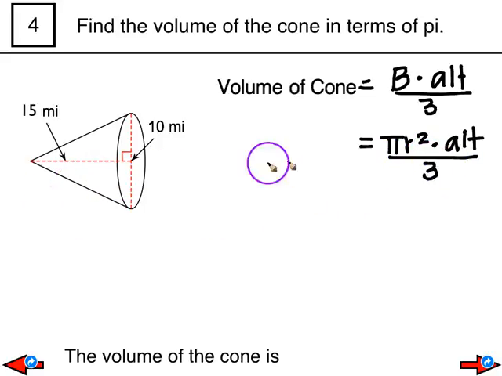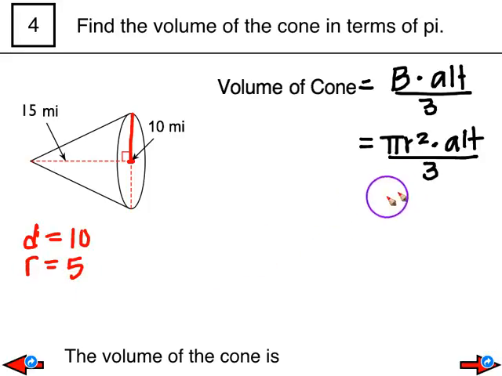Now here, let's take a look. I need to figure out what my radius is. Since the diameter is 10, that's the whole length across the circle, the radius, which should be just half of it, would then be 5, because I would take half of 10. So I would get 5 here. And so, let's start plugging that in. I have equals pi. My radius is 5, so I'm going to plug that in, square it, times the altitude.